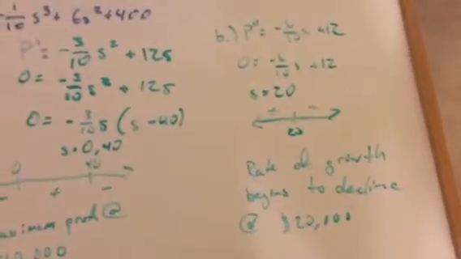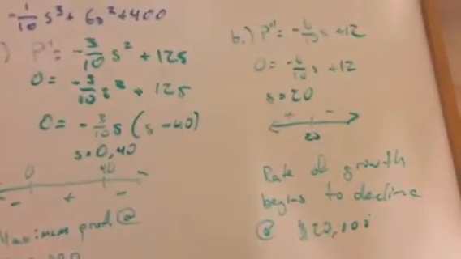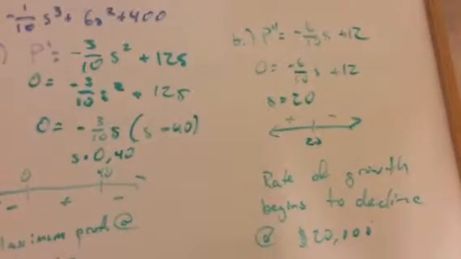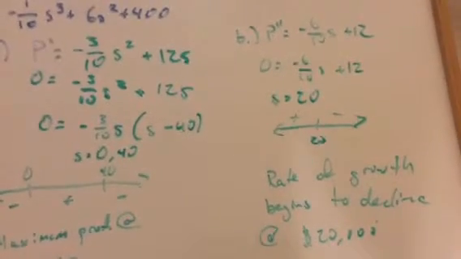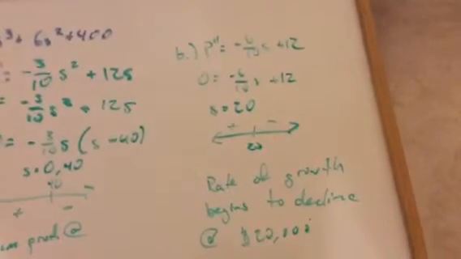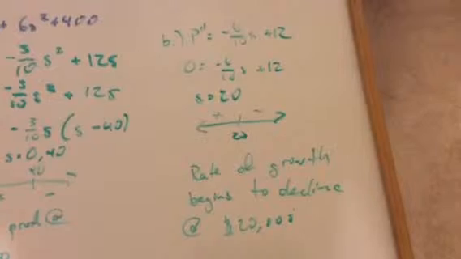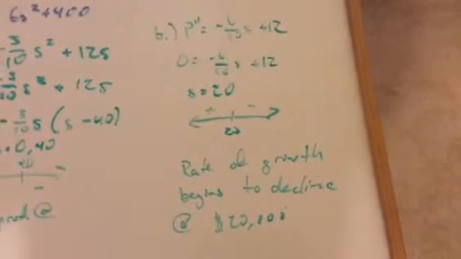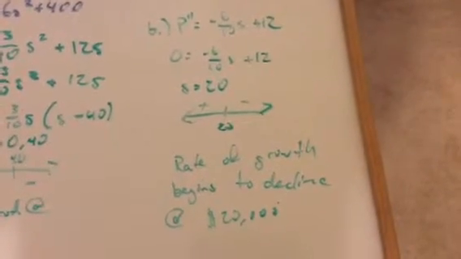And problem B reads, the point of diminishing returns is the point at which the rate of growth of the profit function begins to decline. Find the point of diminishing returns. So in other words, where does the first derivative start to slow down?